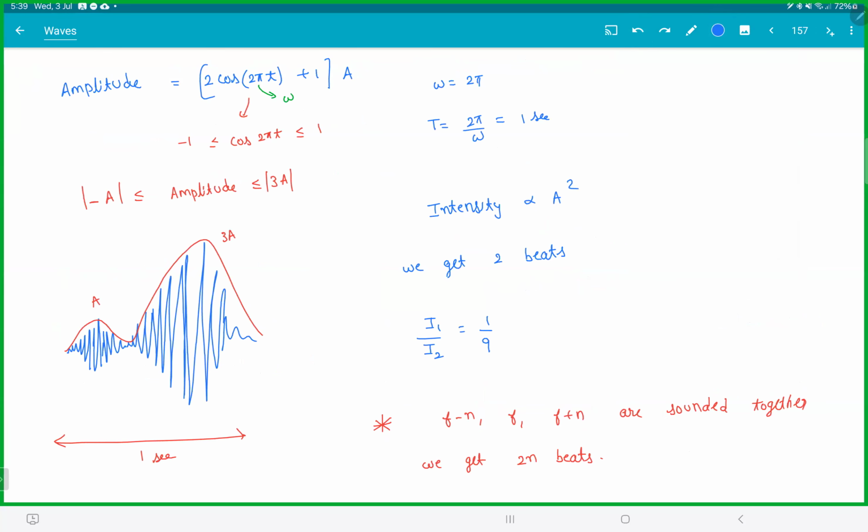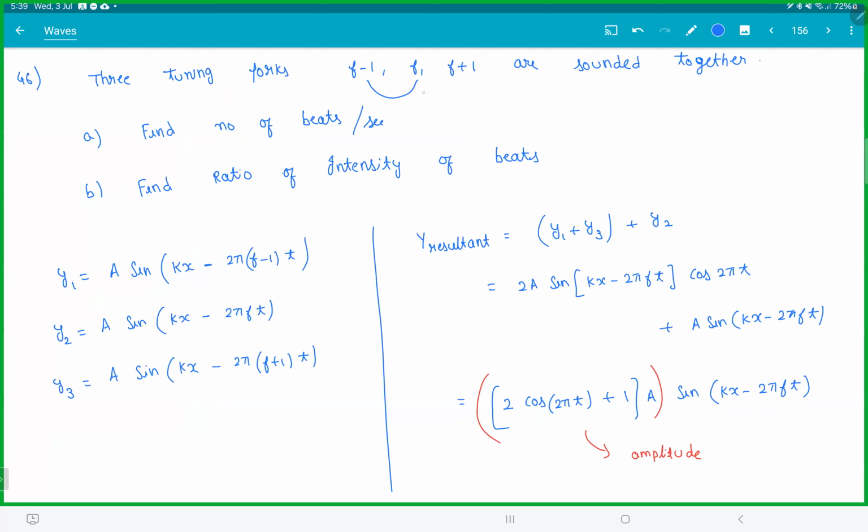F minus one, F and F plus one are sounded together. How many beats will you get? That was the mains question. You just take F minus one and F plus one, and you're done. You get 2 beats. People think you get 4 beats. They think this is producing 1 beat, this is 1 beat, and this is 2 beats. So people get confused. You can't do that.